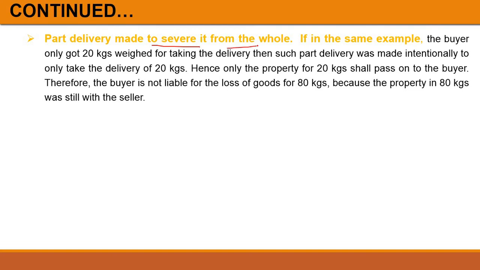The second case is when part delivery is made to sever it from the whole. When we want to separate a particular commodity from the whole lot, in that case part delivery will not mean full delivery. If we take the previous example only, in that the buyer has not weighed the total 100 kg but has weighed only 20 kg, and he takes the delivery of that. Such a part delivery was made intentionally to take the delivery of 20 kg only. So the motive is to separate that 20 kg from the lot. If the 80 kg are destroyed by fire in this case, that 80 kg loss will belong to the seller, not the buyer. So the general rule says that part delivery means full delivery, but when the objective is to separate the goods from the lot, in that case part delivery will not mean full delivery.